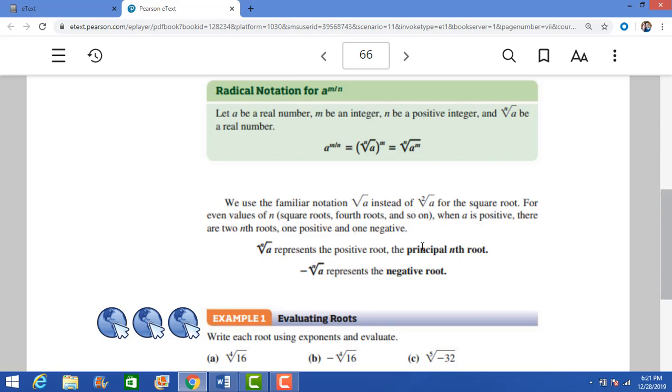So there's the principal nth root. Whenever we talk about the principal nth root, it's always the positive root. And then we have the negative root. So if n is even, we always have 2. We have the principal root and then the negative root. Okay?